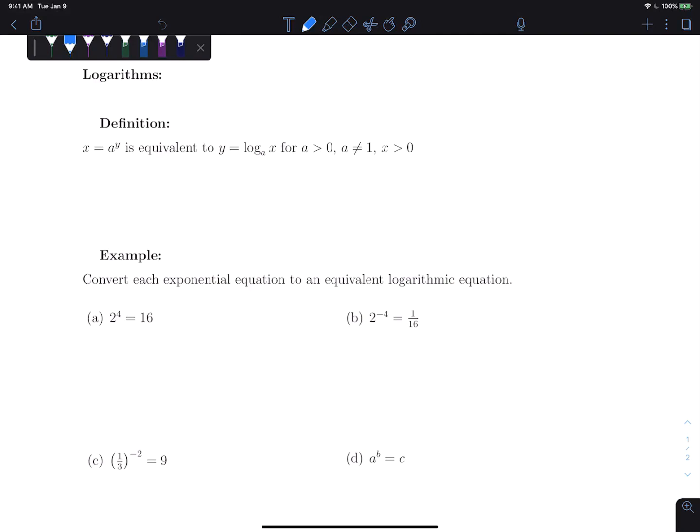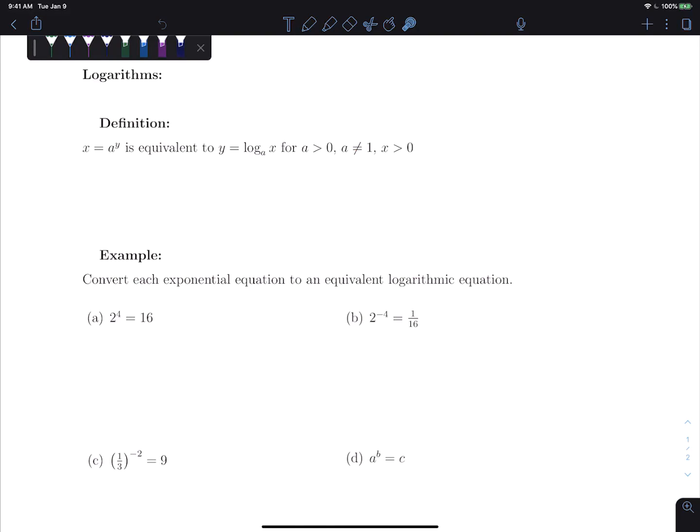Hello. In this video, we're going to look at logarithms. So the definition of logarithms is that x equals a to the y is equivalent to writing y equals log base a of x, for a greater than 0 and a not equal to 1, and also when x is greater than 0. Now, all of these conditions we already know because the range for an exponential is 0 to infinity, so this value here has to be greater than 0. The base always had to be greater than 0 and also not equal to 1.